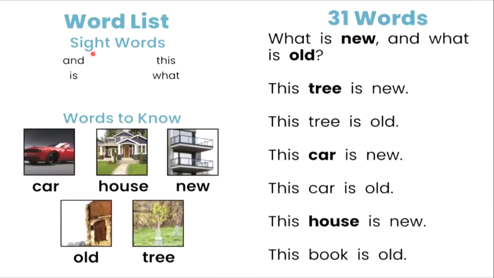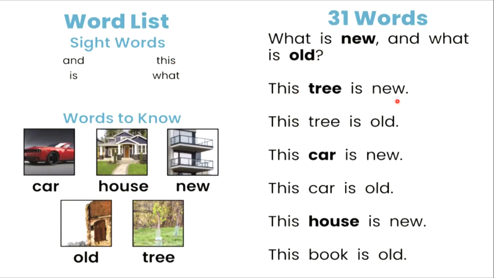Word list. Sight words. Words to know: car, house, new, old, tree. What is new and what is old?